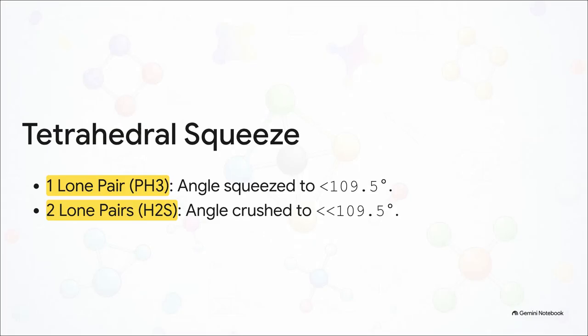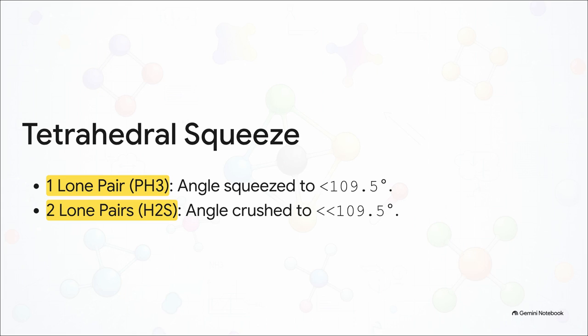But watch what happens energetically when we start adding those lone pairs. I like to call this the squeeze. In PH3, we swap one bonded atom for a lone pair. Now, because that lone pair is held by only one central nucleus, rather than being shared between 2, its electron cloud bulges out wider. It's greedy for space. It heavily repels the 3 remaining bonds and squeezes them together to less than 109.5 degrees. The shape is no longer tetrahedral, it's now a trigonal pyramidal shape.